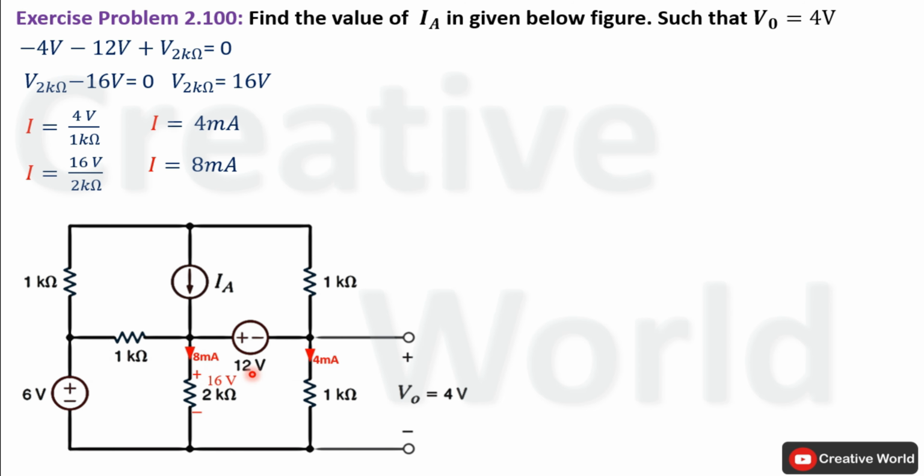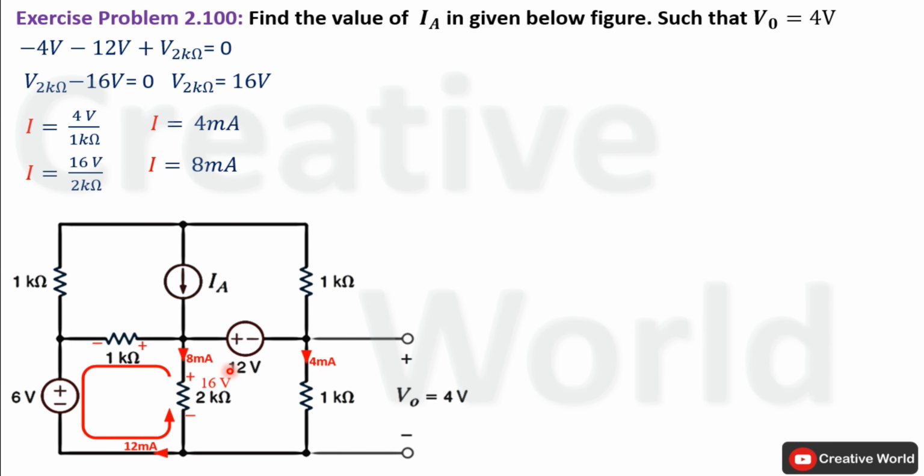Now these two currents are entering to this node, so their resultant current will flow from this branch in upward direction, which will be leaving from this node. Modify the network by indicating current through this branch, that will be equal to the sum of these two currents, 8 milliampere plus 4 milliampere, it will become 12 milliampere.